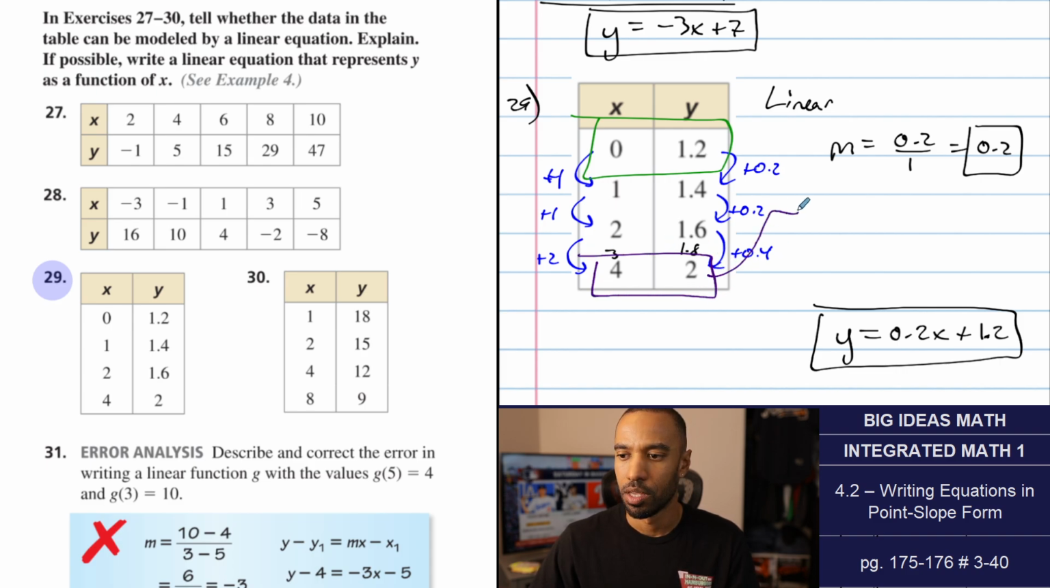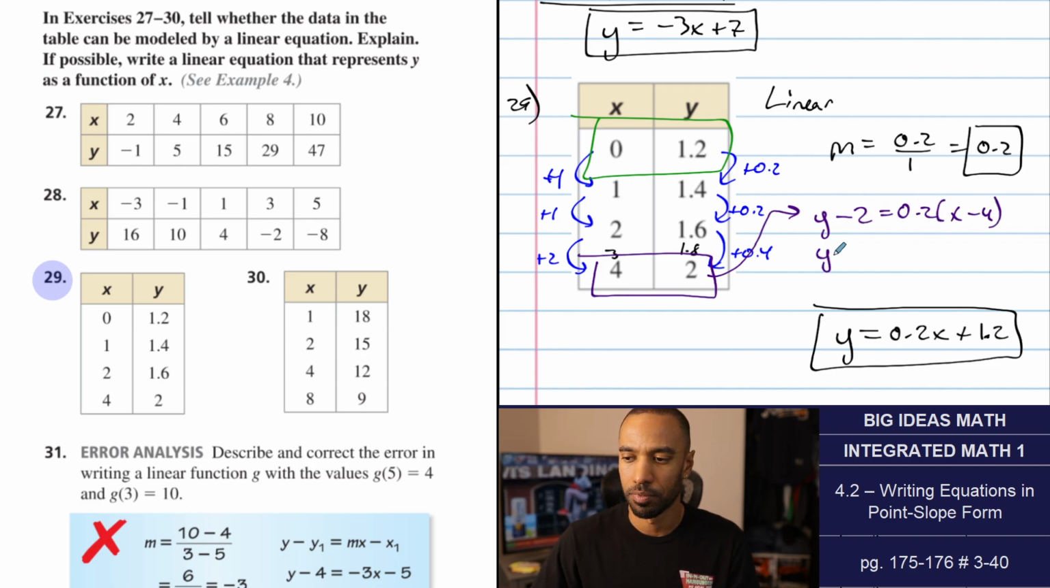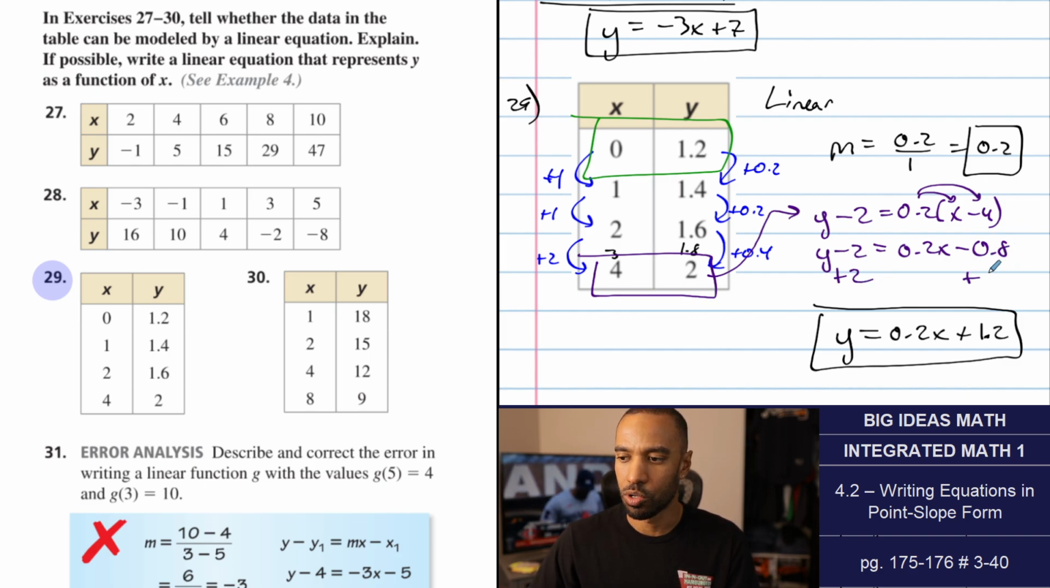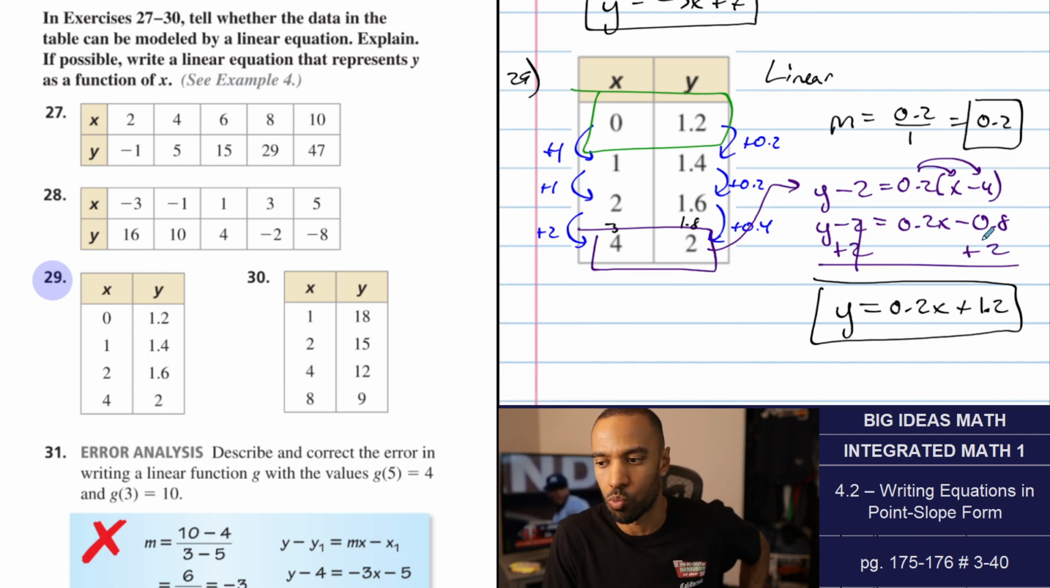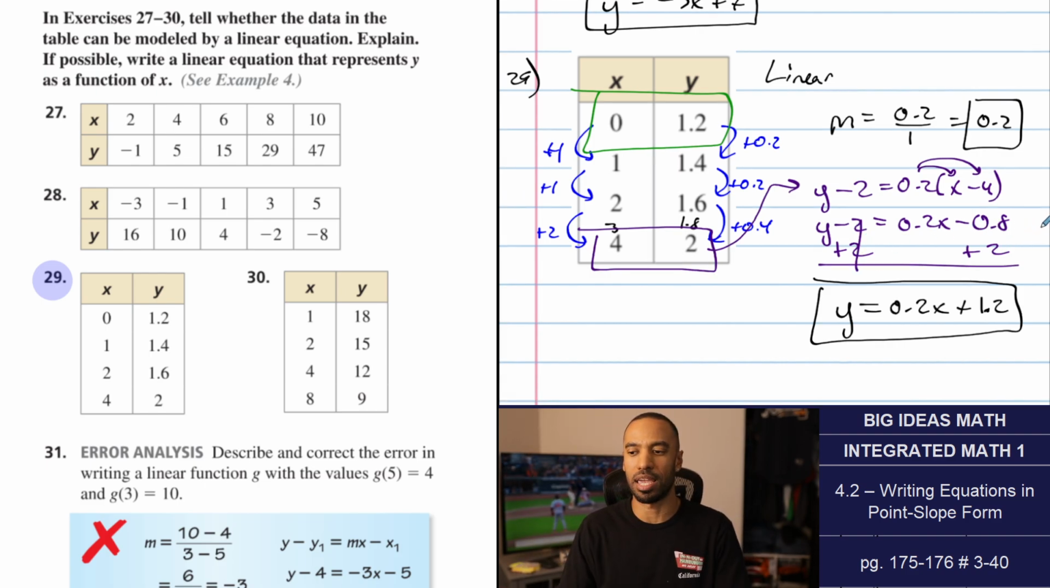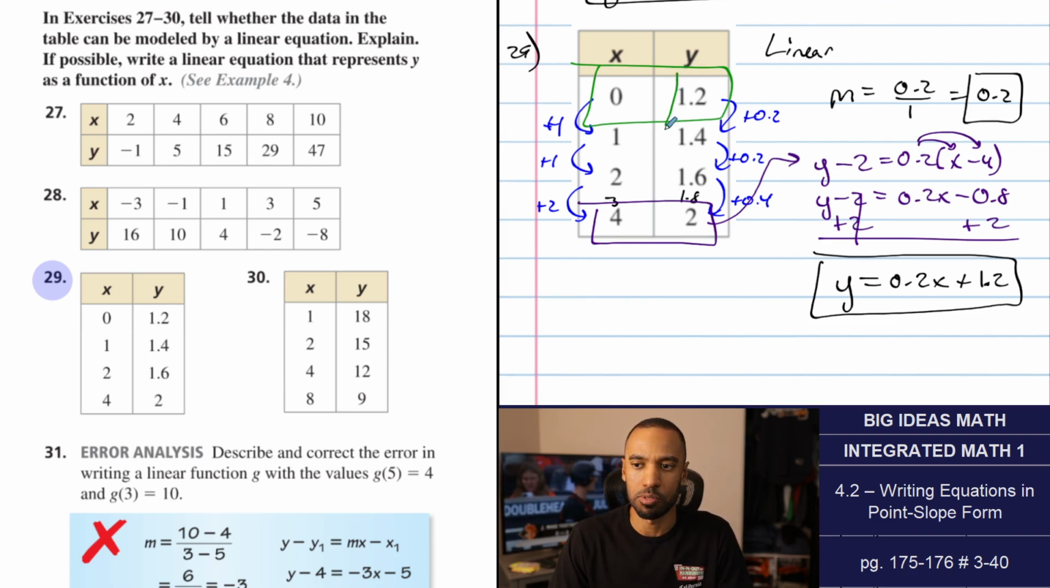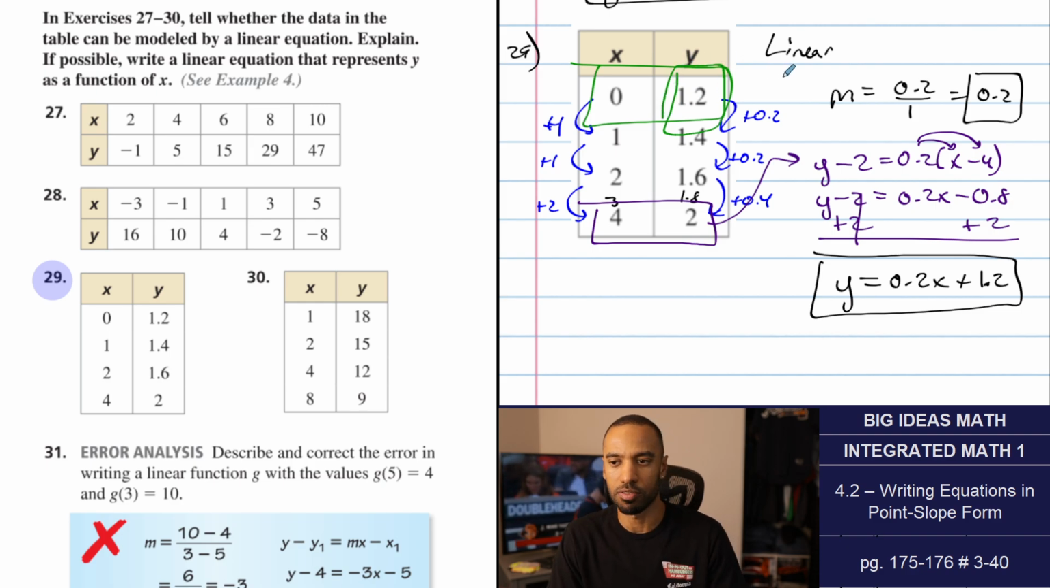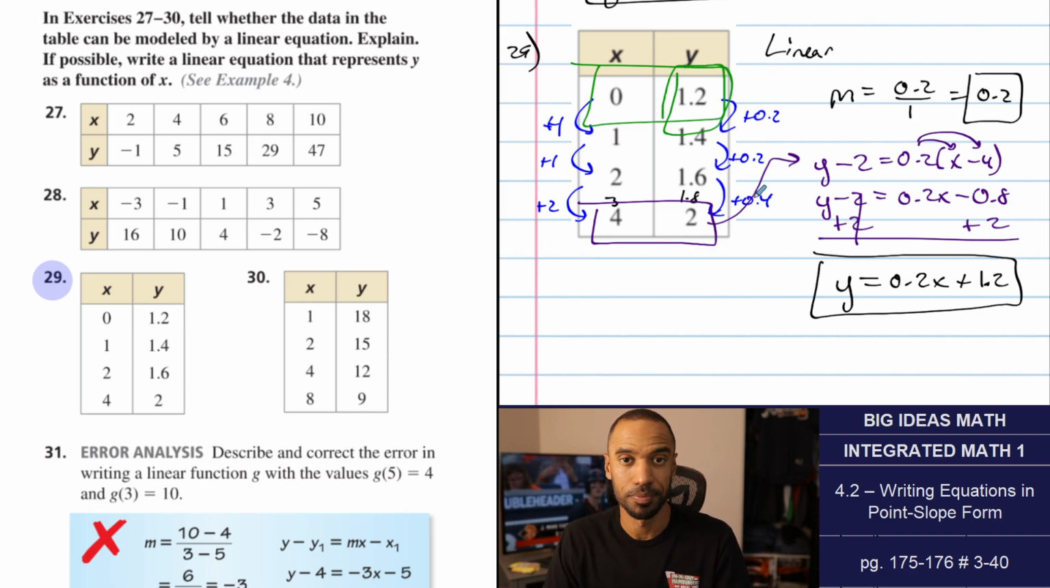So we're going to have y minus y1 equals m times x minus x1. Or y minus 2 equals 0.2 times x minus 0.8. So as I add 2 to both sides, I'm just hoping that negative 0.8 plus 2 is 1.2. It is. 2 minus 0.8 is indeed that, so that should be the answer. So just goes to show that your y-intercept did indeed show up as a result of something there. It's good. This was linear, despite its look.